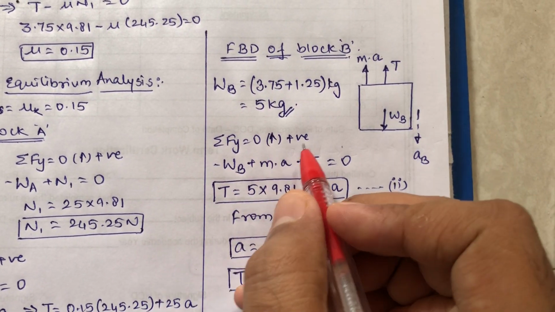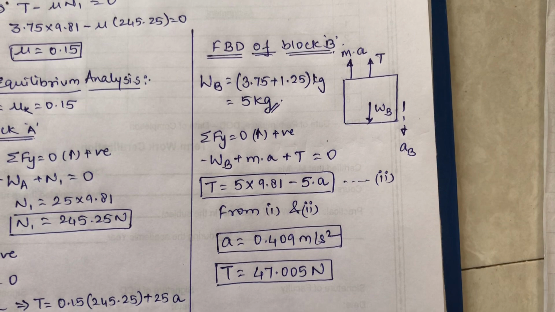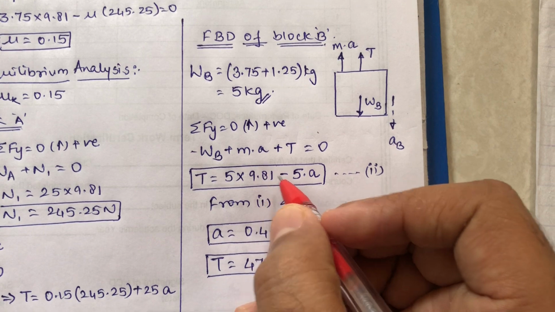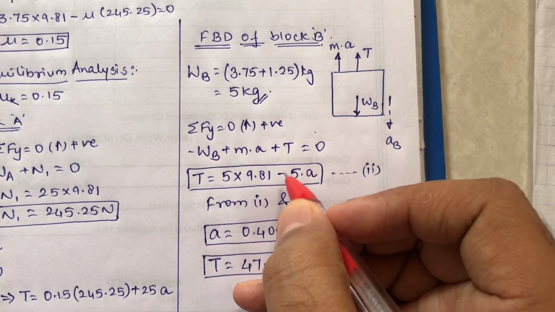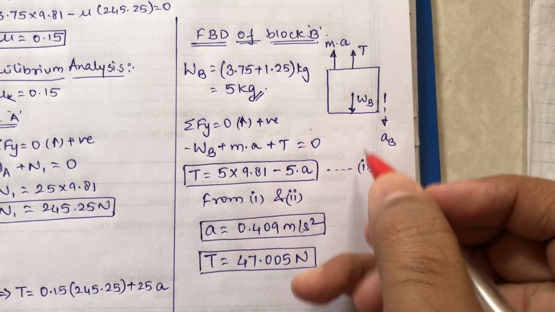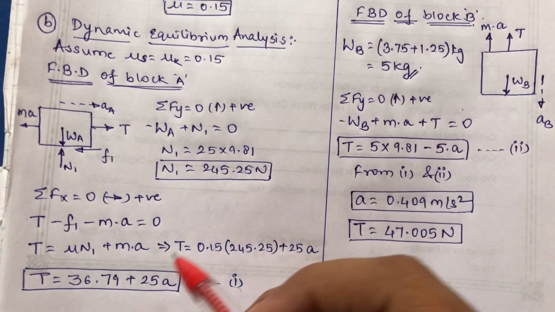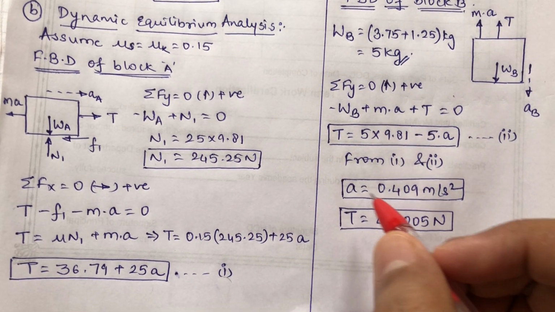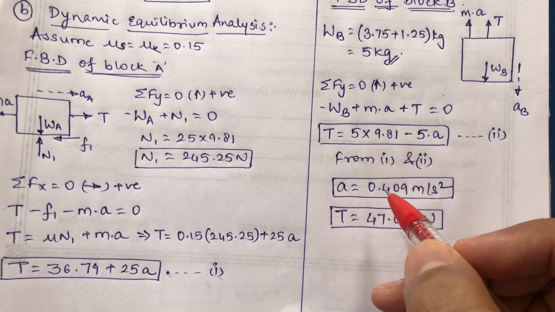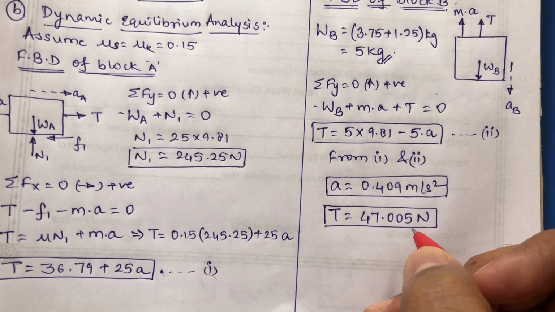So summation Fy equals 0, upward direction: minus WB plus T plus MA equals 0. So T equals WB, which is 5 into 9.81, minus M into A, which is 5 into A. What is A? A is the acceleration with which it is moving. This is equation 2. Relating equation 2 and equation 1, I get A equals 0.409 meters per second squared, and I substitute that A in either equation to get T, which is 47.005.